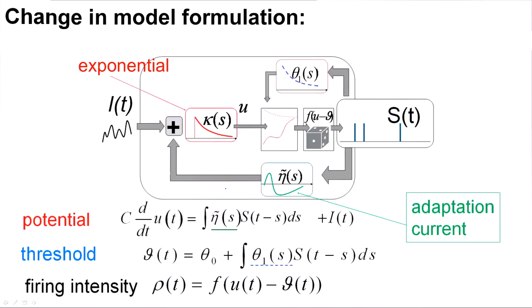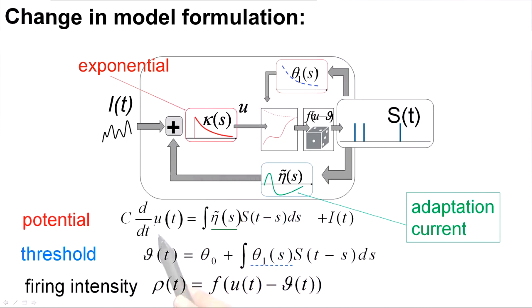Now there are two different model variants. At the moment, I've discussed the situation where eta, the spike after effects, were described as a potential and fed in here. We now feed eta in here before the convolution kernel for the current. So eta acts like a current. It's now an adaptation current. Moreover, we have seen on the previous slides, the data slides, that the filter kappa is exponential.